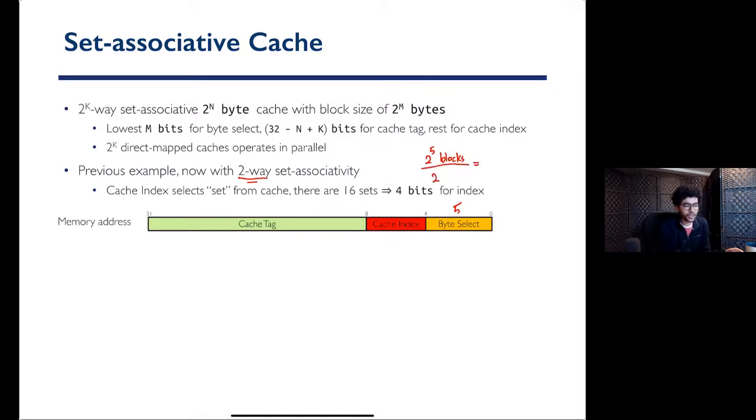This means that, so this is blocks per set, I have 2^4 sets, and therefore I need 4 bits to select my set. It's the log of that. And the rest of it is going to go for my tag, which is 23 bits.